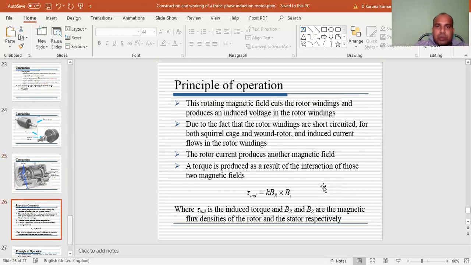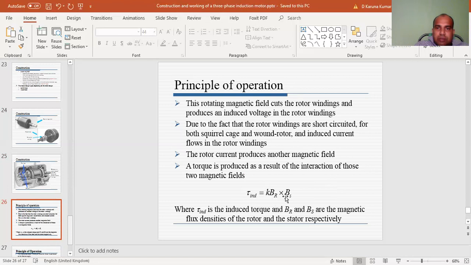Once again, I will explain the working principle. The operation of an induction motor is based on the rotating magnetic field. The rotating magnetic field cuts the rotor winding and produces an induced voltage in the rotor winding. Because the rotor windings are short circuited, in both squirrel cage and slip ring induction motors, an induced current flows through the rotor winding. The rotor current produces another magnetic field. The torque is produced as a result of the interaction of these two magnetic fields, the rotating magnetic field and the rotor magnetic field. This is called the torque.